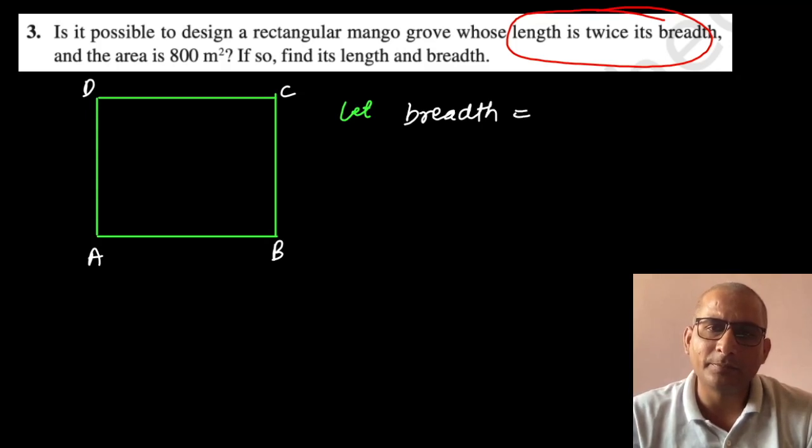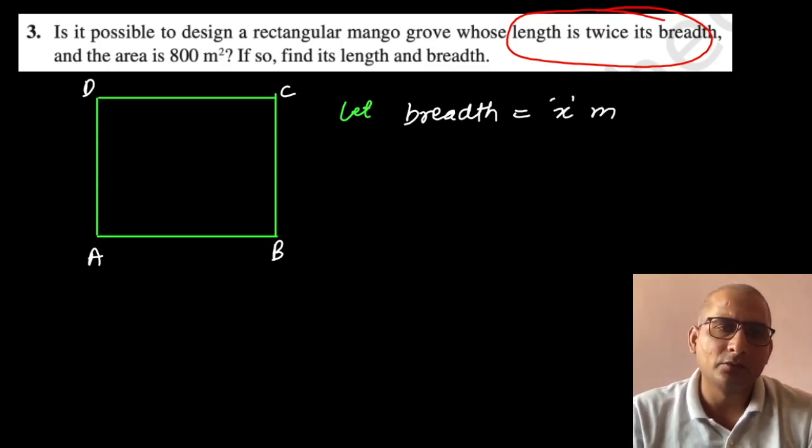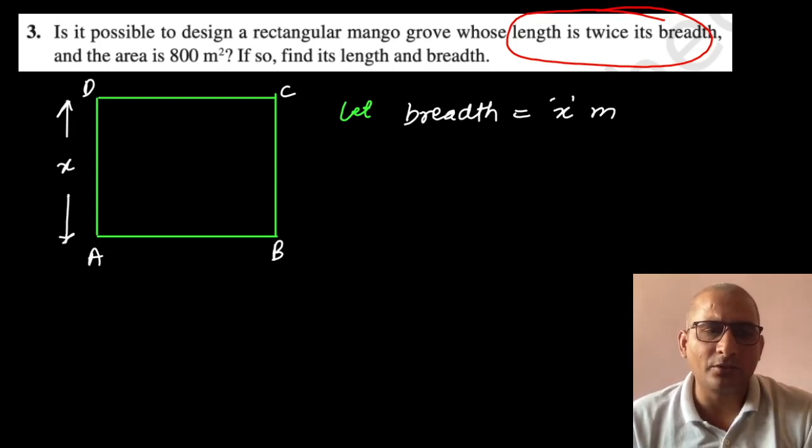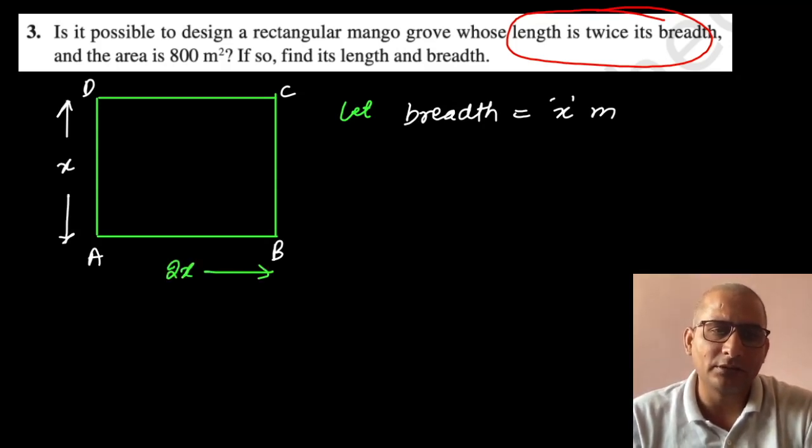So in this case, suppose breadth is equal to x meter. If breadth is x meter, then according to the given statement in the question, the length is twice its breadth, so the length is 2x. So this is the length. Length is 2x.